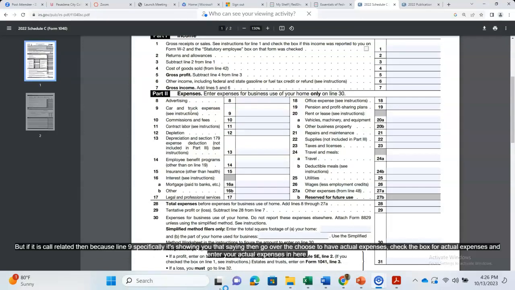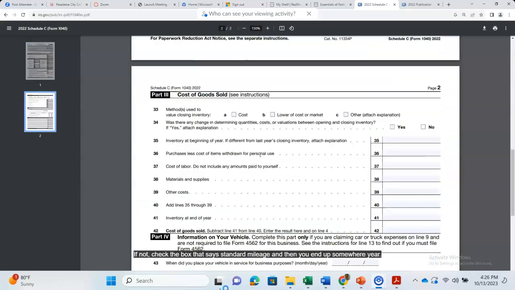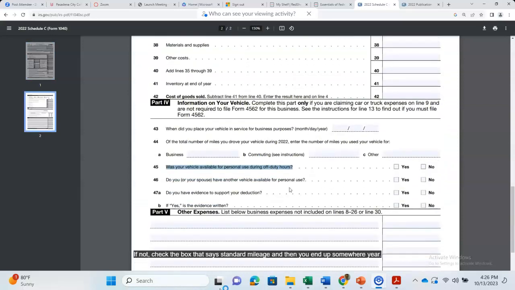But if it is car related, then because line 9 specifically shows you that, go over there and choose to have actual expenses, check the box for actual expenses and enter your actual expenses in here. If not, check the box that says standard mileage, and then you end up somewhere here, answering those questions and entering the mileage that you want to.